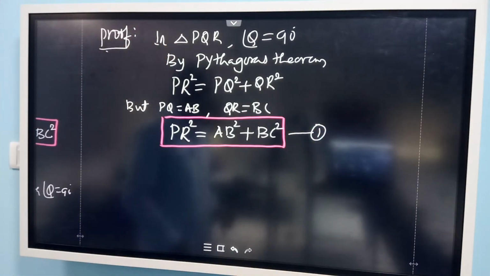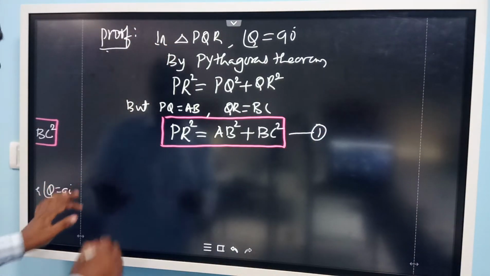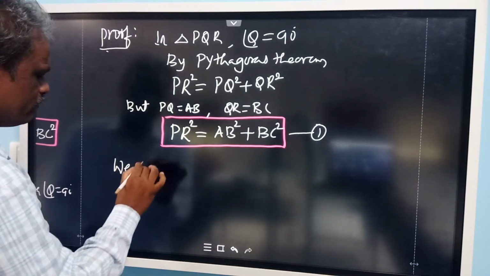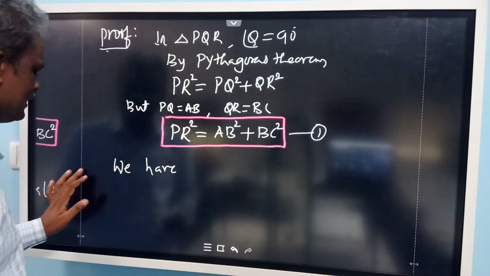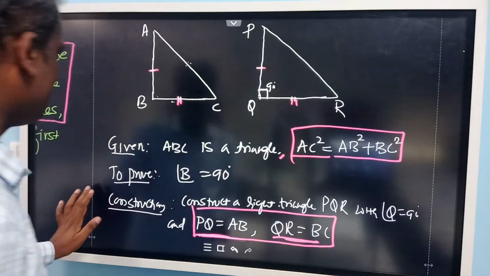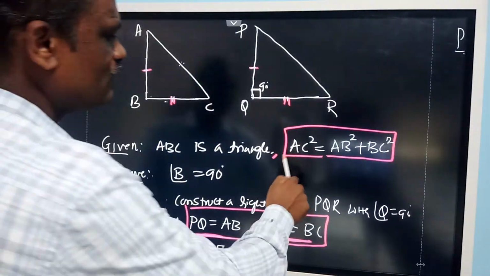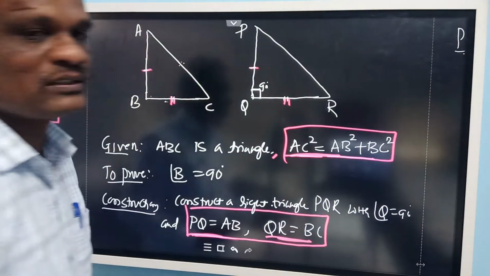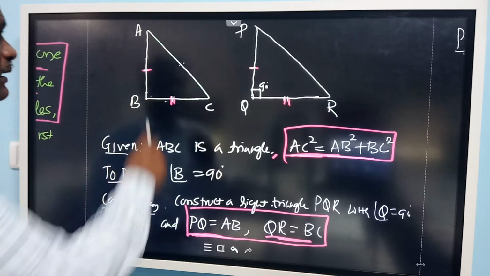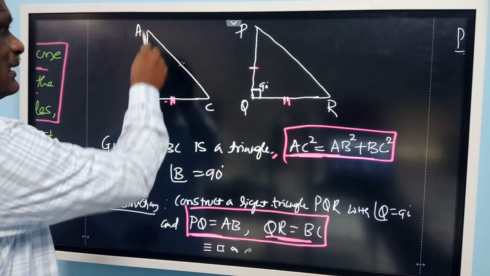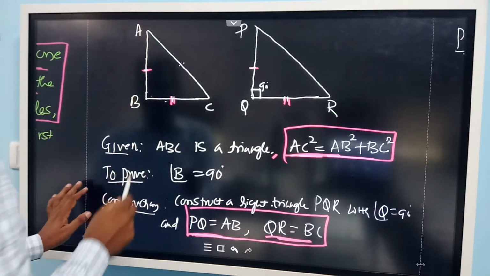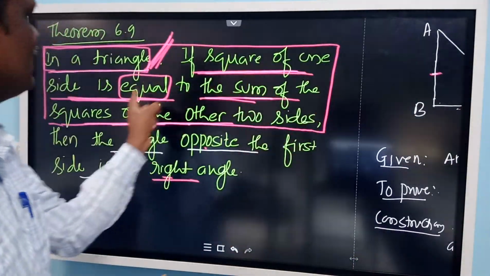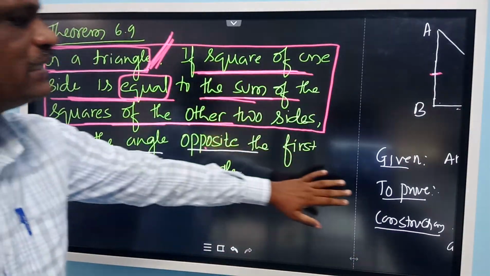Then another important thing, we also have one more relation, which is given in the data. Look at this one: AC square is equal to AB square plus BC square. It is given in this triangle, in the data itself, that the square of one side is equal to the sum of the squares on the other two sides.